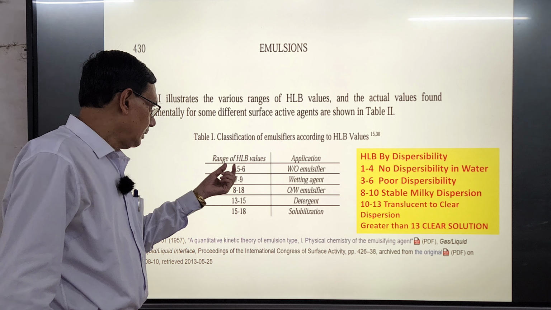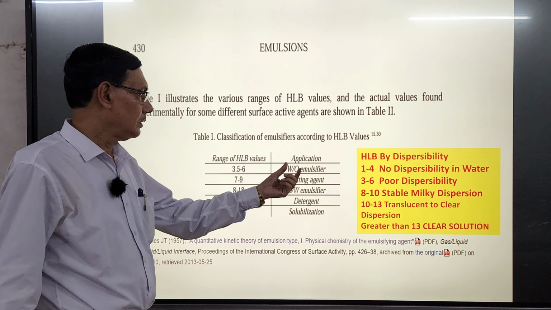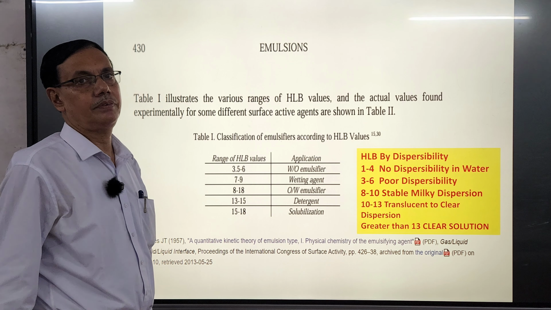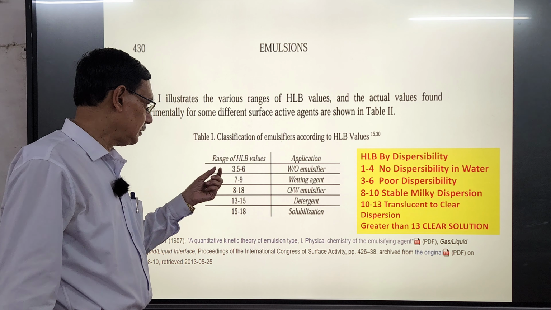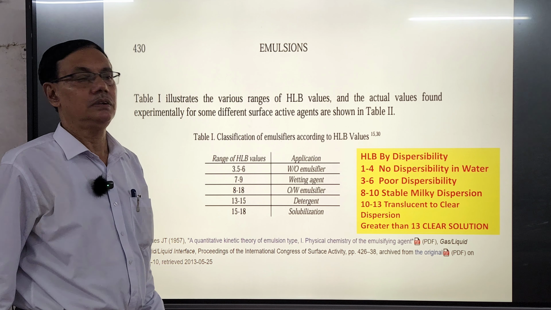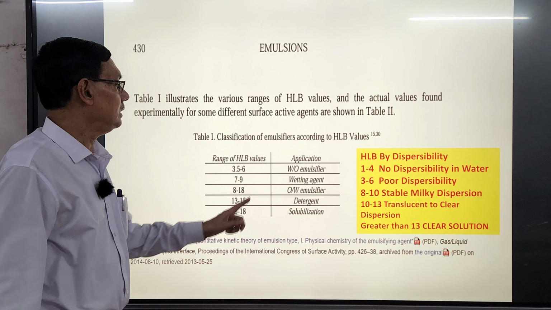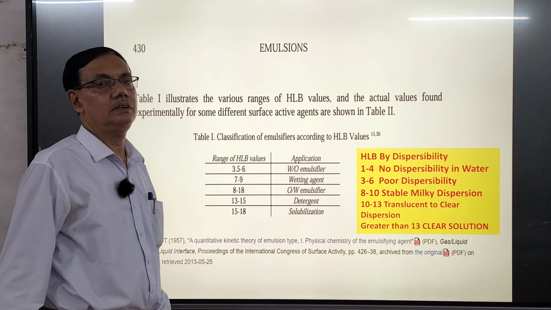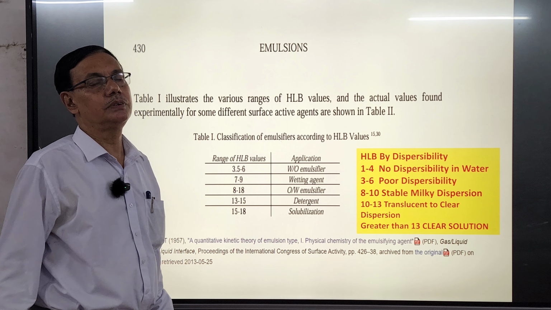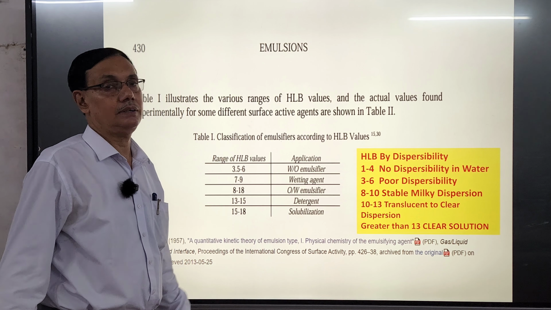If the range of HLB values is 3.5 to 6, it can be used as a water in oil emulsifier. If the values range from 7 to 9, it can be used as a wetting agent. Similarly, if the range is 8 to 18, we can use it as an oil in water emulsifier. If it is 13 to 15, it is a detergent. And 15 to 18 is for solubilization.